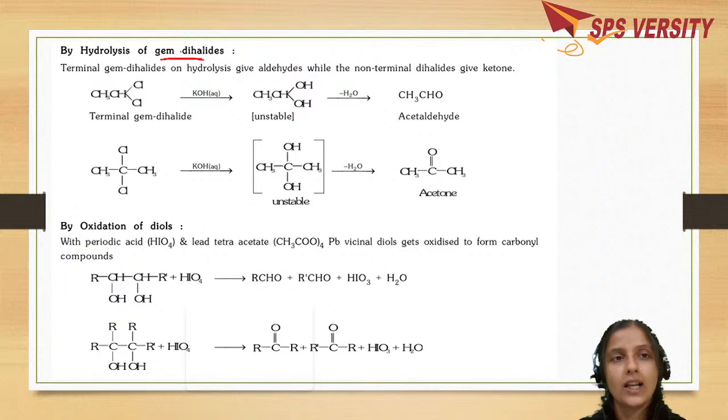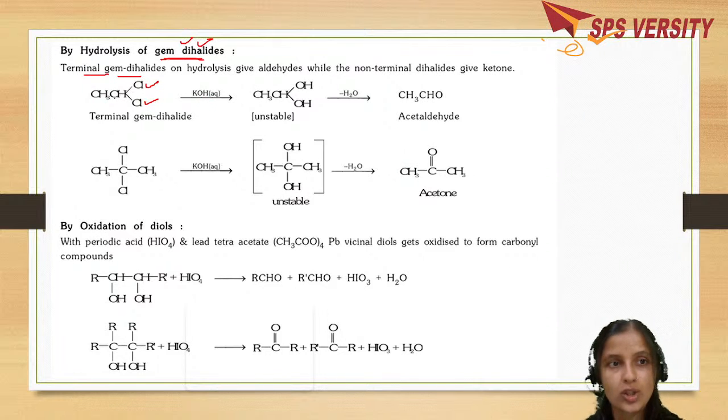What are geminal dihalides? If there are two halogens attached to a single carbon atom at the end, then it's called a terminal dihalide. So if you hydrolyze them in the presence of, say, aqueous KOH, potassium hydroxide, then these two chlorine atoms get replaced by OH from the KOH.